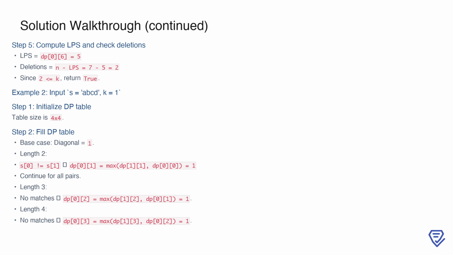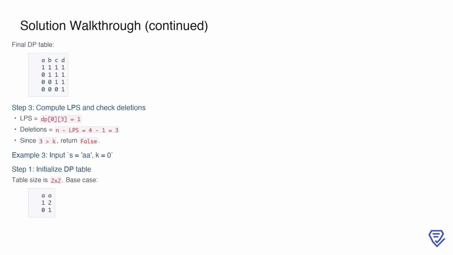We can validate this approach with another example. Consider the string ABCD where k is 1. The DP table for this string will be initialized as a 4 by 4 table, and we fill it in the same way. The diagonal is set to 1 for the base case, and for substrings of increasing lengths, we compute values based on whether characters match or not. For this string, no matches are found at any length, leading to an LPS of 1.